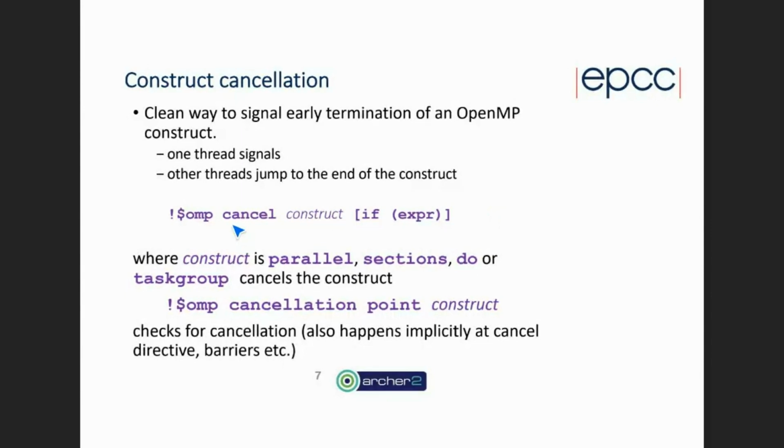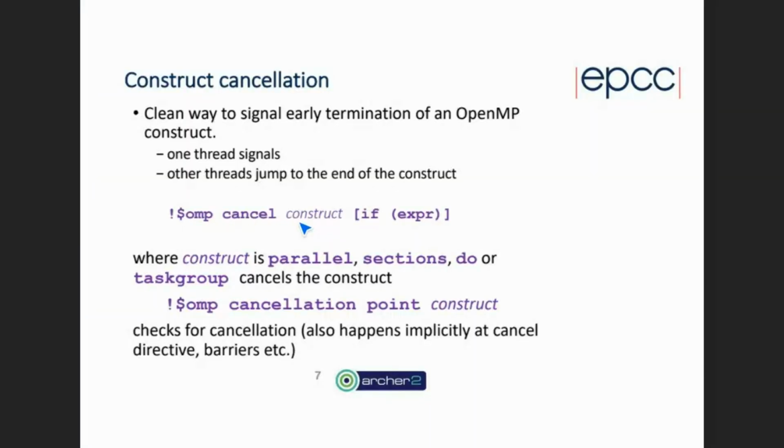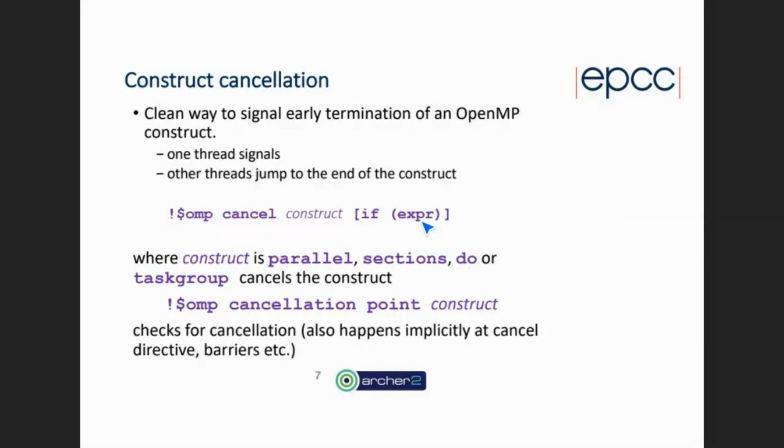The way this works is there's a cancel directive, OMP cancel. I have to tell it which construct we want to jump to the end of. That could be parallel, sections, do or for in C++, or taskgroup. There can also be a condition attached, so the cancellation will happen if the expression here evaluates to true.